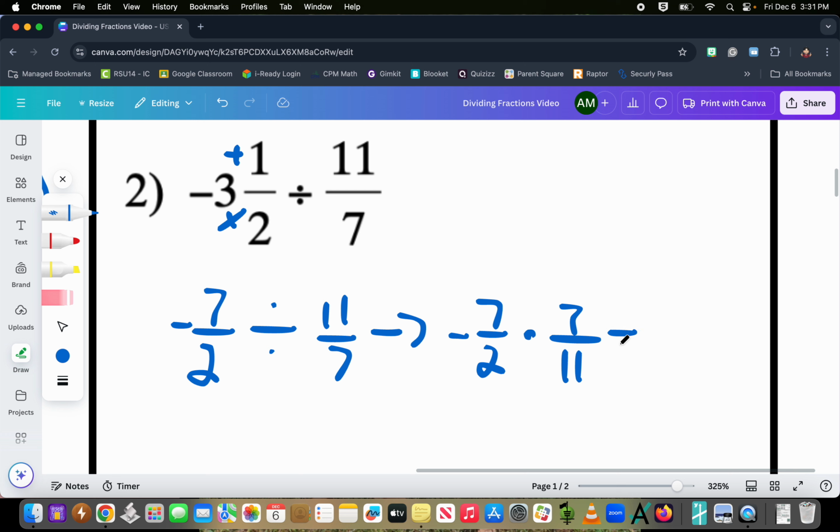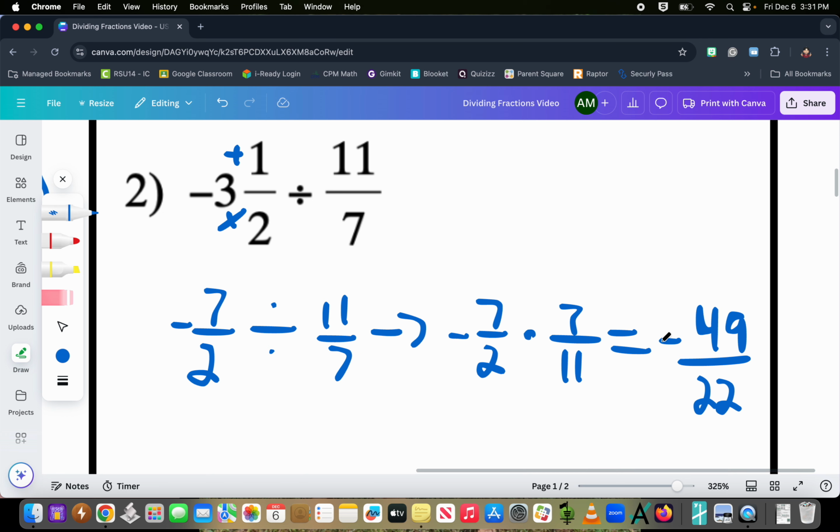Now, before I multiply across numerator and denominator, I'm going to look at my diagonals to see if there's anything I can do to reduce. In this case, there isn't. 7 and 11, and 7 and 2, don't share anything other than 1. So I'm going to multiply straight across. I have a negative times a positive, so my answer is negative. 7 times 7 is 49, and 2 times 11 is 22.